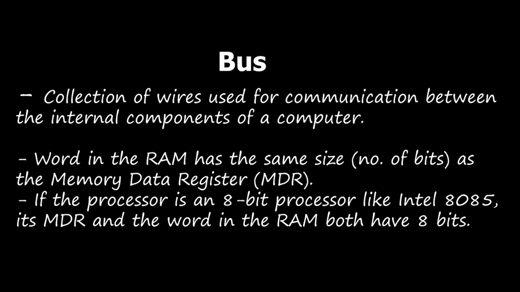Whatever electronic devices you see, they are connected by using wires, right? The collection of wires which is used to communicate between the internal components are known as bus. Bus is a collection of wires used for communication between the internal components of a computer. In this diagram also you can see a data bus. With this data bus only these are getting connected.